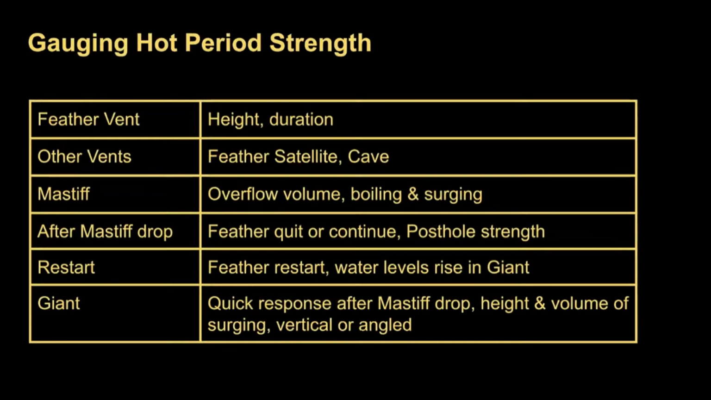So I've been talking a lot about a strong hot period and a weak hot period. I'm going to get very specific here about that. When we're gauging hot period strength, we're looking at feather, so the strength of it, the height, the duration. Other vents that are active along with feather, and the ones that are most important to understanding hot period strength are feather satellite and cave. With mastiff, you're going to be looking at overflow volume and the amount and height of the boiling and surging.